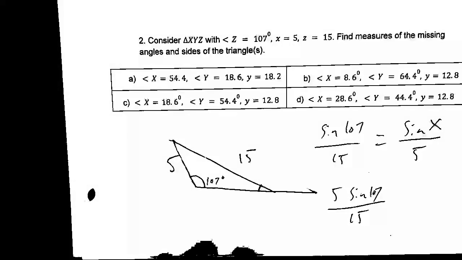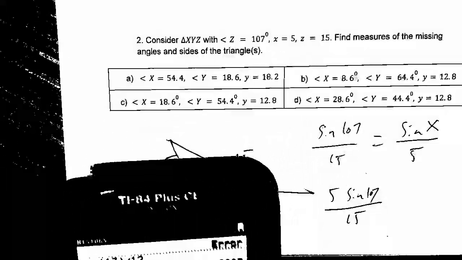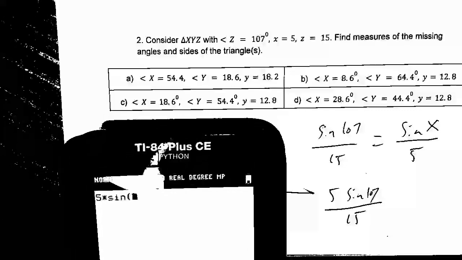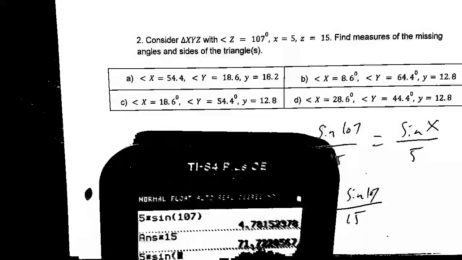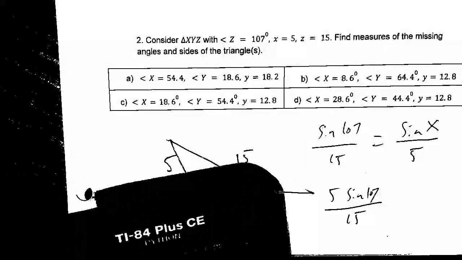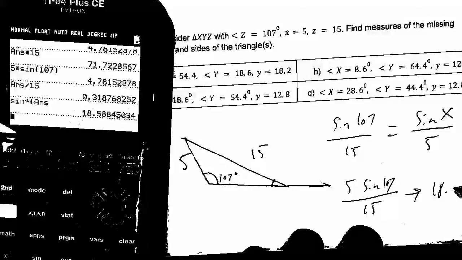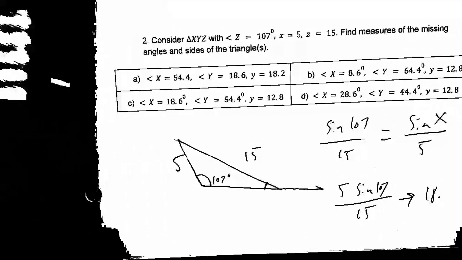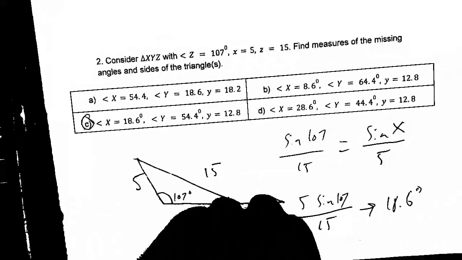On the calculator, that's going to be 5 times sine 107, make sure in degrees, divided by 15. There's 0.31, take the inverse sine of that. We get 18.6 degrees. So if you look at your options, you can see that it has to be C. Okay? All right.